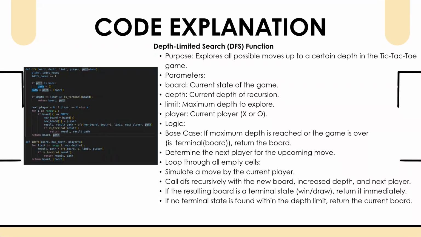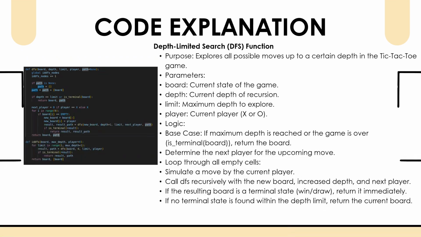This function explores all possible moves up to a certain depth in the tic-tac-toe game. The parameters: board is the current state of the game, depth is the current depth of recursion, limit is the maximum depth to explore, and player can be the current player, X or O. The logic is, considering the base case, if the maximum depth is reached or the game is over, which means the function is terminal with the parameter board, return the board.